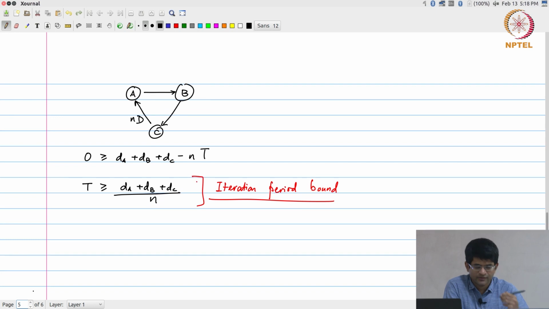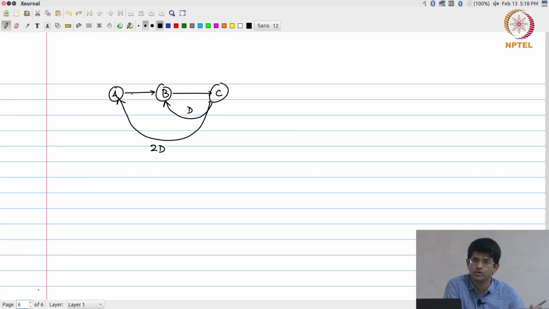okay. So effectively it looks to me as though what I need to do in this more complex graph is identify all the loops. The first question is, is that possible? And secondly, once I have done that, how do I actually compute the iteration period bound? So first I am going to assume that it is possible to enumerate all the loops. In this case, what are the loops?